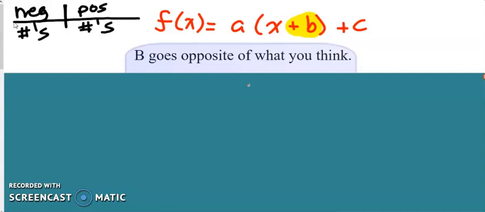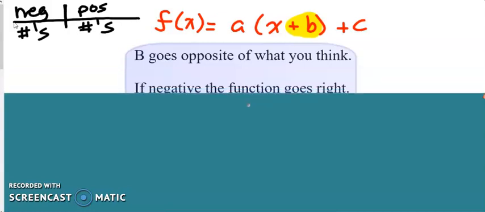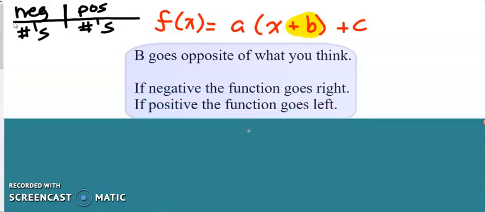Normally, you would say if it was negative, it would go to the left, and if it's positive, it goes to the right, but actually now it's opposite. So as I just said, if B is negative, that means the function is going to move to the right. If it's positive, it's going to move to the left.